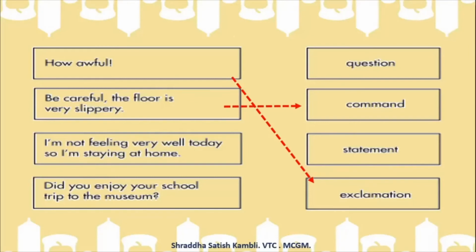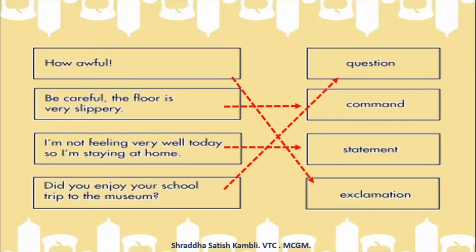I'm not feeling very well today, so I'm staying at home. So you're informing, telling someone that you're not feeling well, so you're staying at home. So what is it? This kind of sentence is a statement. The last one. Did you enjoy your school trip to the museum? There is a question mark at the end. So obviously it's a question.